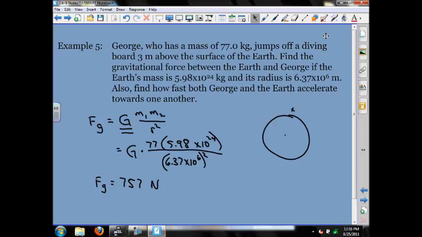The Earth does accelerate when George jumps off the diving board. It does. We think about it sometimes, but we really know George is going back down to Earth. Calculate the acceleration, so it'll be obvious.